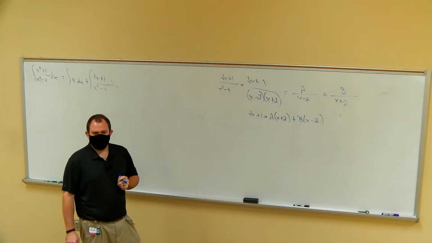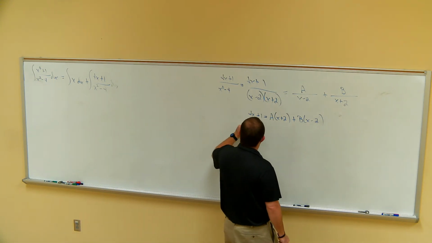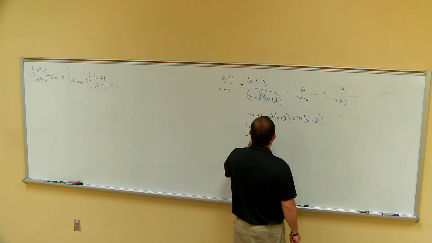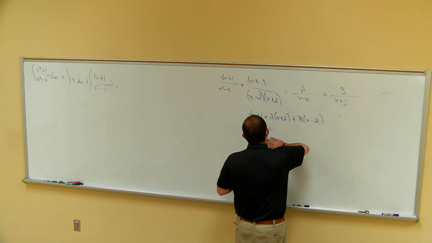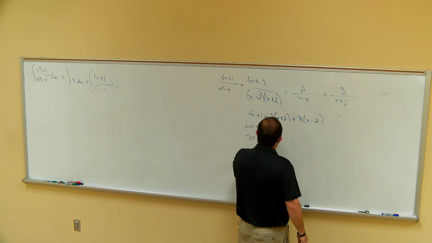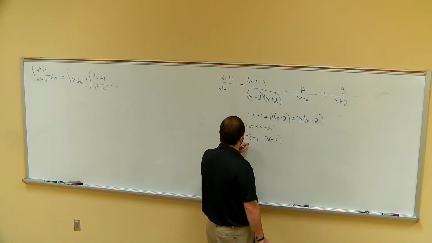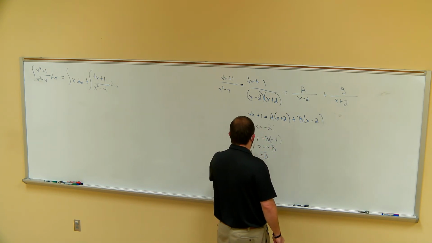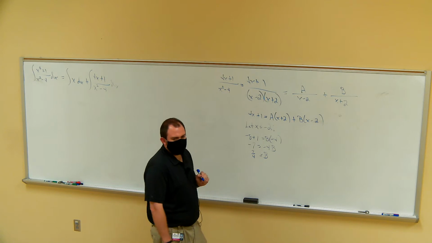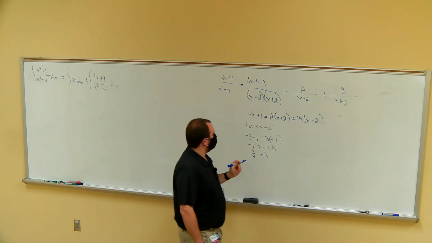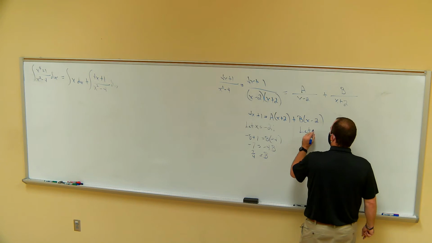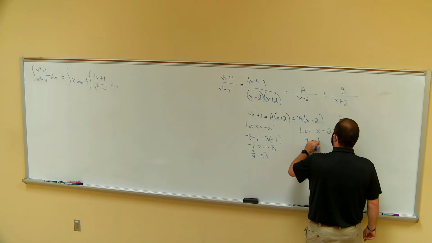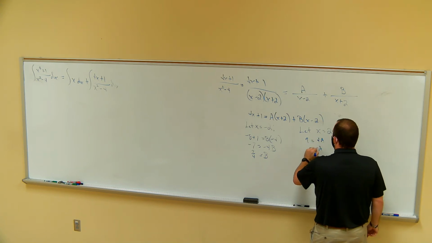Right? Plug in negative 2. So let x equal negative 2, so that gives negative 8 plus 1 equals A times negative 2 plus 2, which is 0, plus B times negative 4. So then we get B is 7/4, right? And let x equal positive 2, so 9 equals 4A. So A is 9/4.